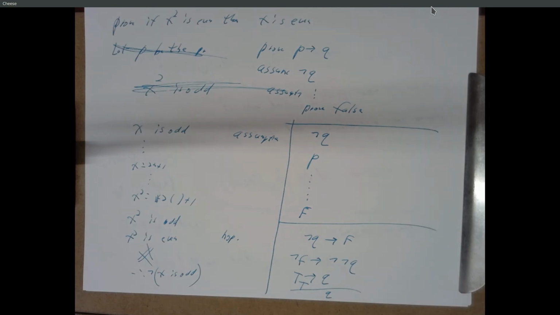But true is always true. But if we can prove false, then we've proven false and true is true. And we know that's false.